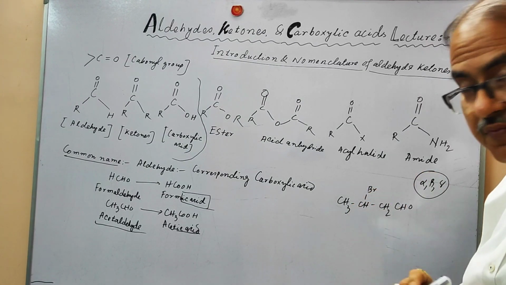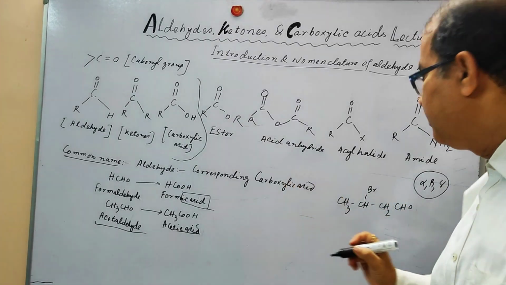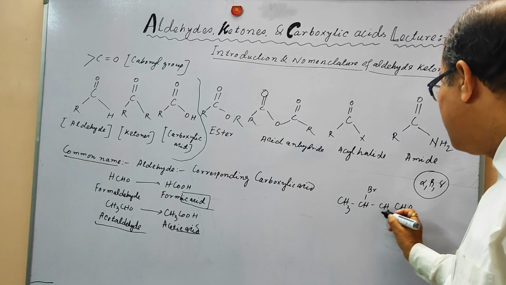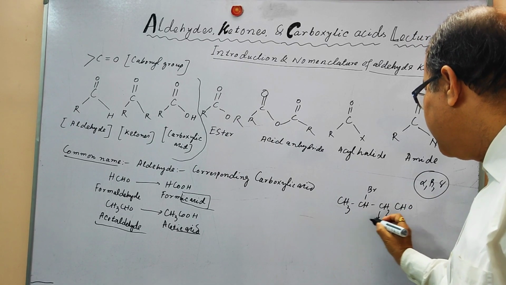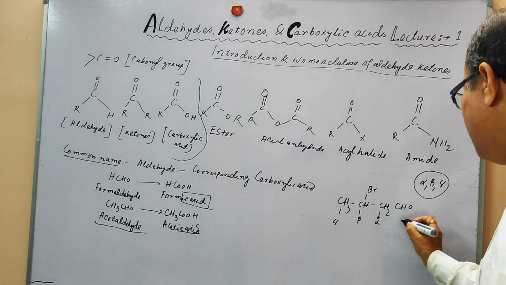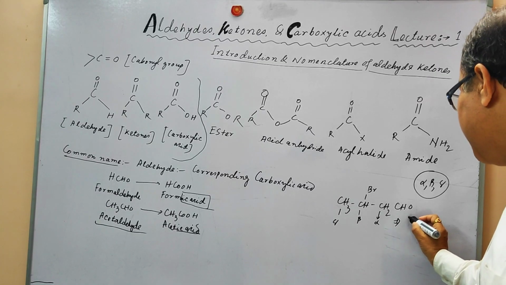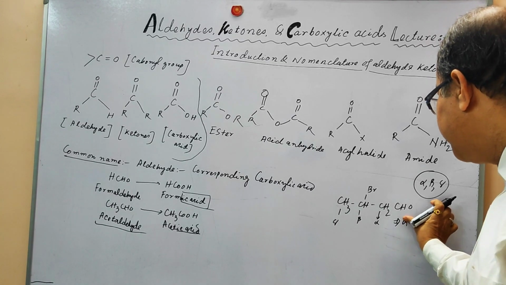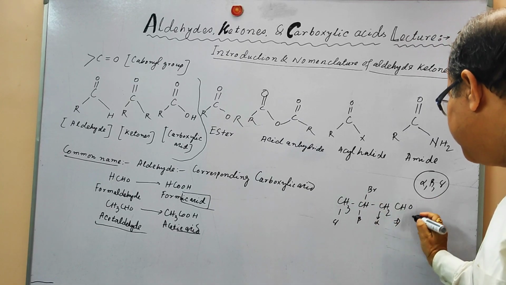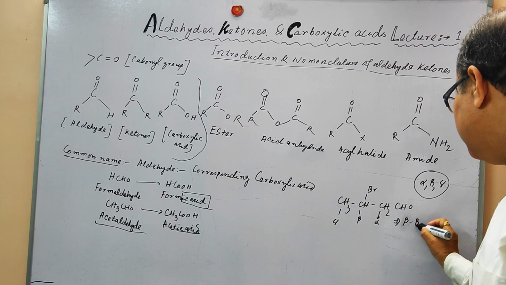For that we have a rule that we have to use the Greek letters: alpha, beta, gamma. And what is alpha? Alpha is the carbon atom which is directly joined to the carbon atom of the carbonyl group. So this point will be alpha, this point will be beta and this point will be gamma. So what will be the name of this compound? The common name will be, in the beta position you can see the bromine is there, so we can write beta bromo.